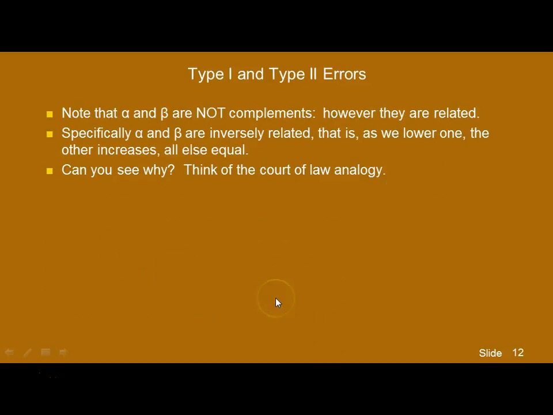I'd like to point out that alpha and beta are not complements. Alpha is the complement of 1 minus alpha, which you saw in an earlier module to be the level of confidence in confidence intervals. Beta is the complement of 1 minus beta. However, alpha and beta are related. Specifically, they're inversely related, which means as we lower one, the other increases, all else equal. Can you see why? If not, think back to the court of law analogy.